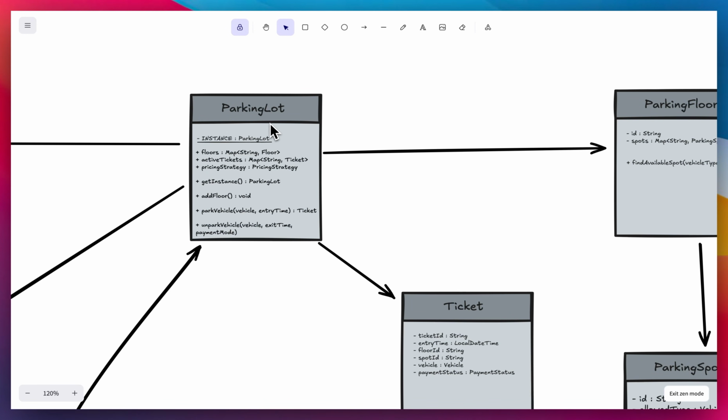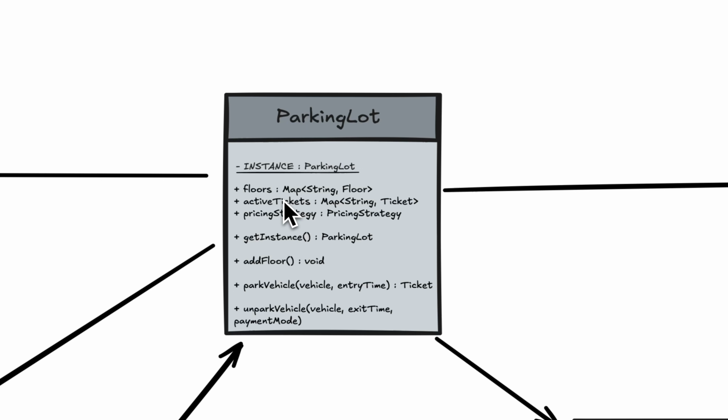So coming back, the parking lot will have multiple floors as discussed. It will have active tickets, so here we would store all the tickets which we have generated. And we also have the pricing strategy, because we want to charge the customer based on a certain algorithm. That's the reason why this strategy is present in the parking lot.